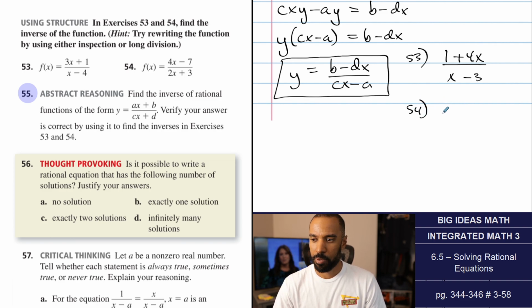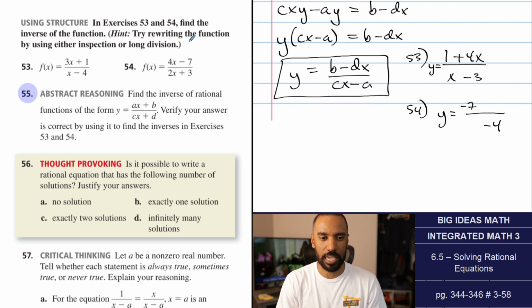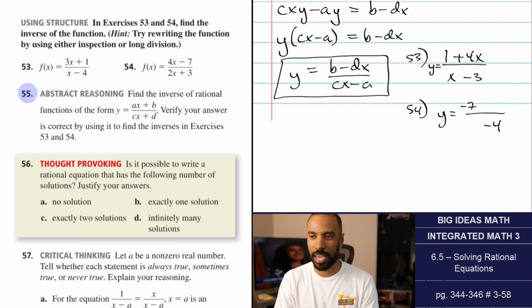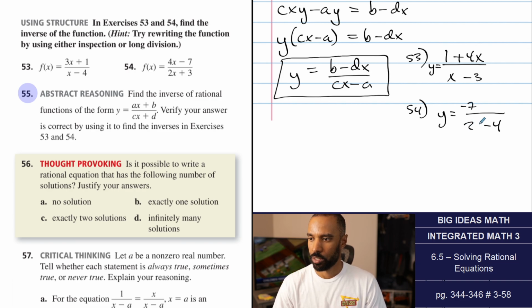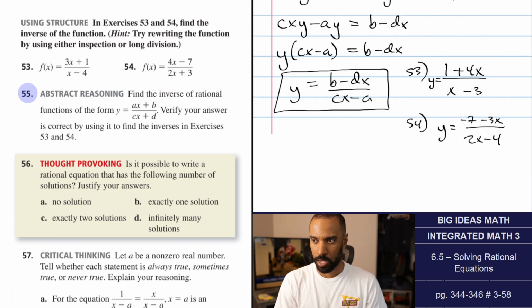I guess we have to write y equals. A would have been 4. B would have been -7. I keep looking at the wrong place. C would have been 2, and D would have been 3. So did we get -3x minus 7 over 2x minus 4? I believe so. Yes, we did. So those are confirmed.